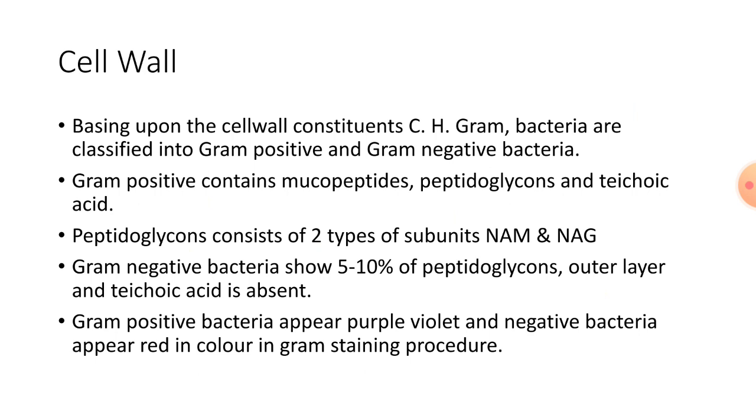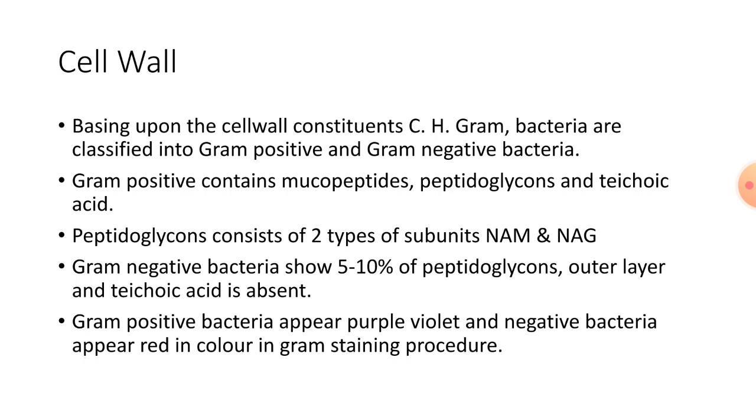Teichoic acid is also present. Generally, these two sugar molecules are present one after another and form long chains, and they are connected by peptide chains. We can also see teichoic acid molecules. In some other bacteria, popularly known as acid fast bacteria, they also show another chemical composition called mycolic acid. They are Mycobacterium tuberculosis. As they are stained with acid fast stains, they are called acid fast bacteria.